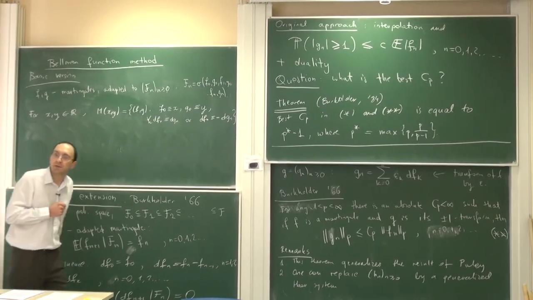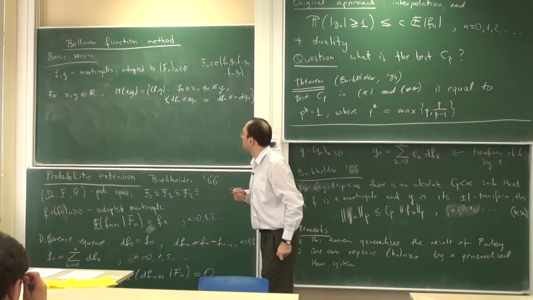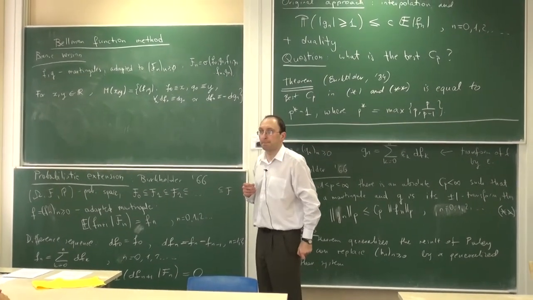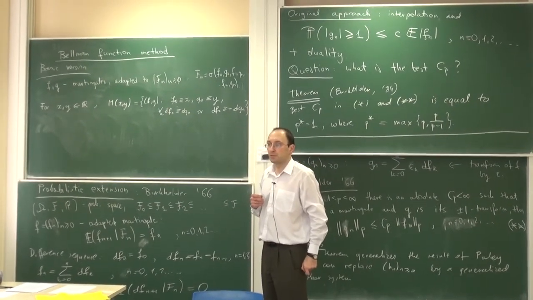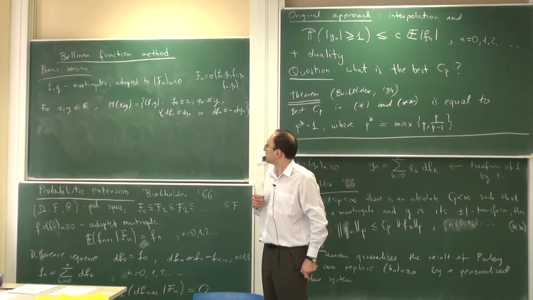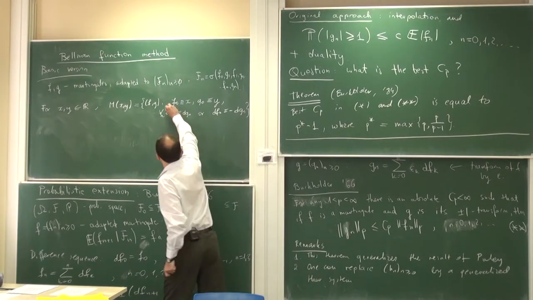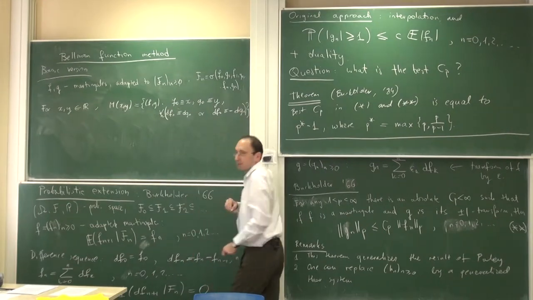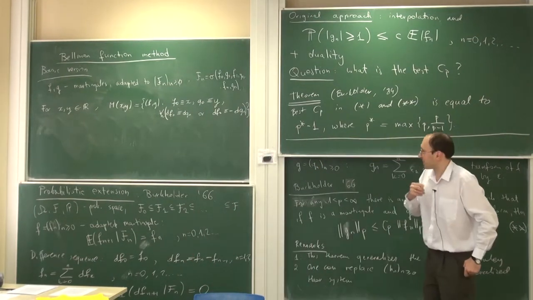Sorry, for each n you can have either equality or the opposite sign, either plus or minus. It's not that for all n you have the plus, or for all n you have the minus. Yes, perhaps. Thank you.